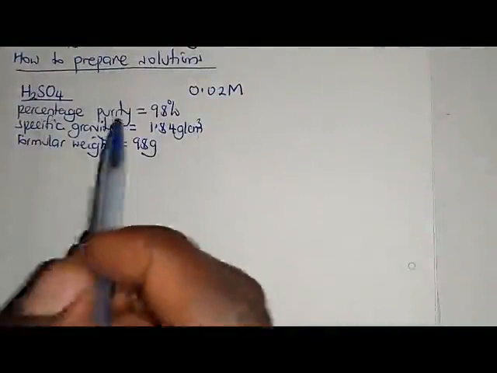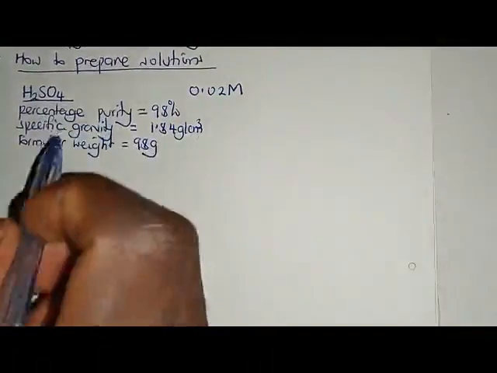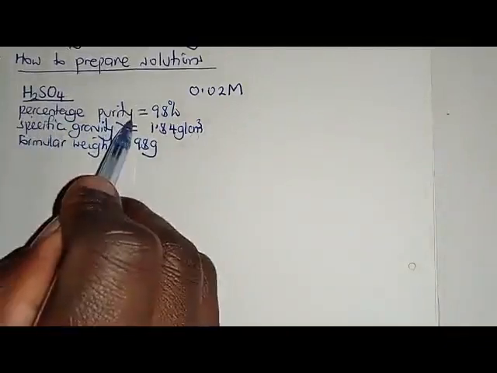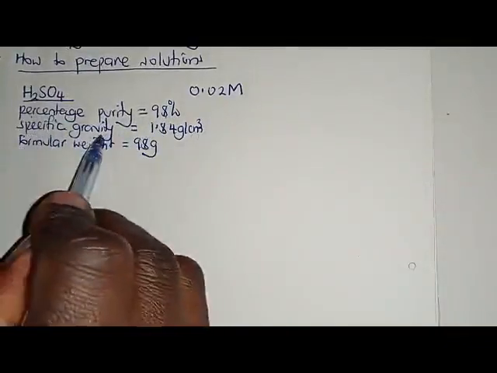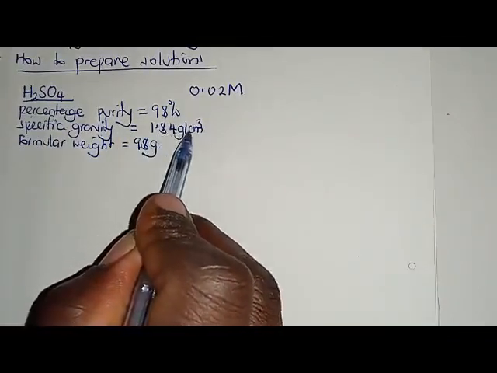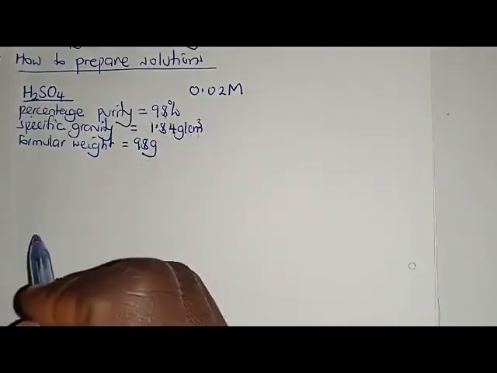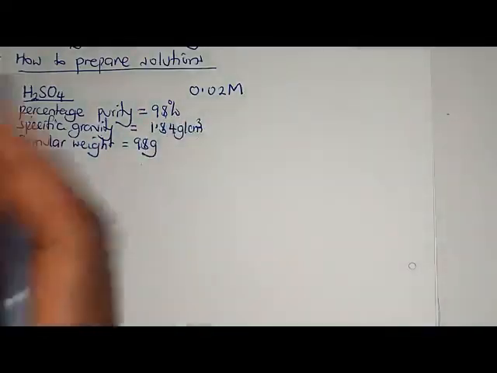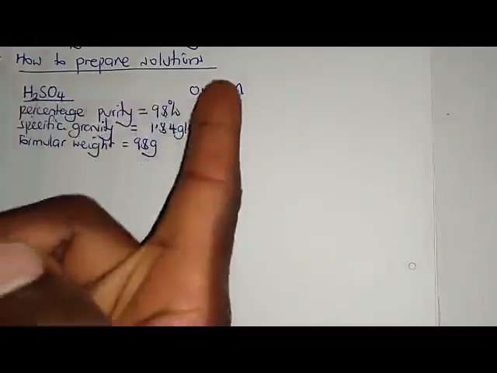So on the bottle of sulfuric acid, the pure one, or from the manufacturer, it has a percentage purity. In this case, I'm using 98, specific gravity 1.84 grams per cubic centimeters, then formula weight of 98. So we are going to understand how to manipulate these values so that we come up with this molarity.